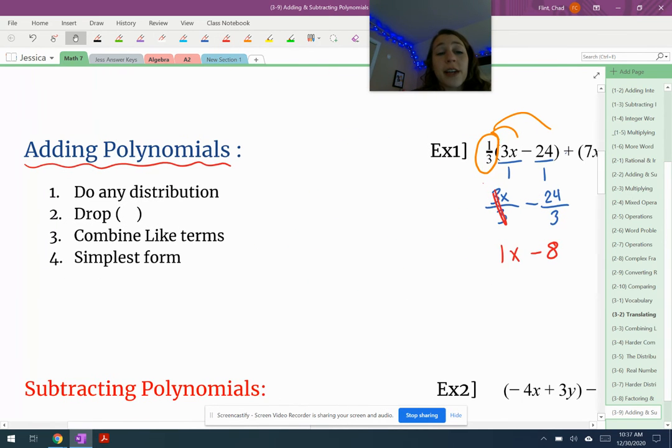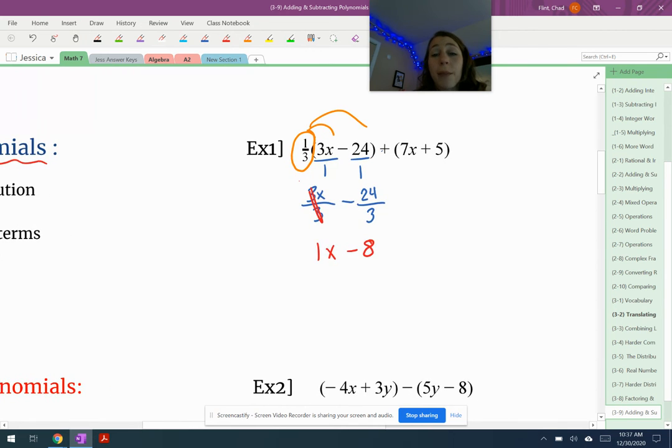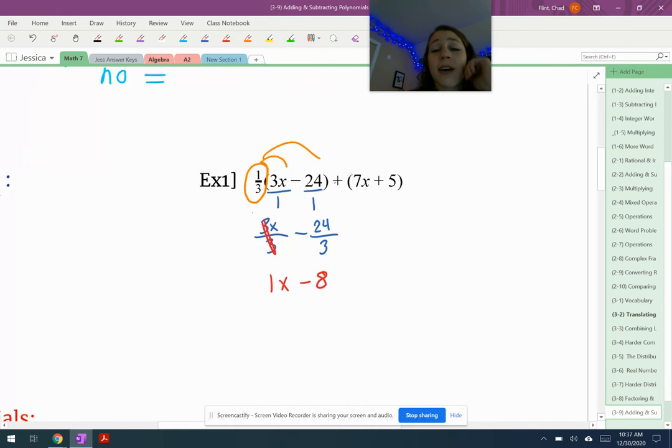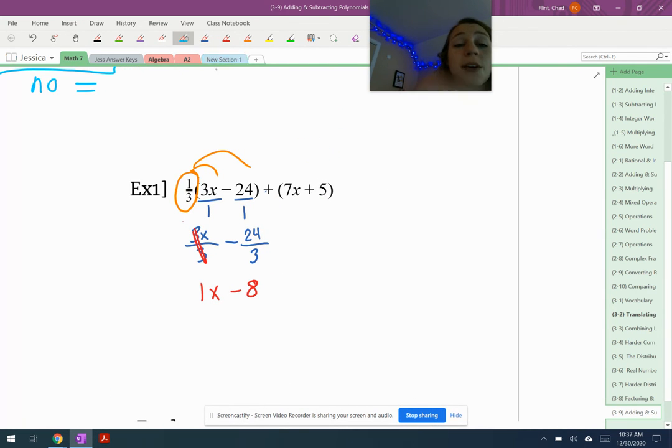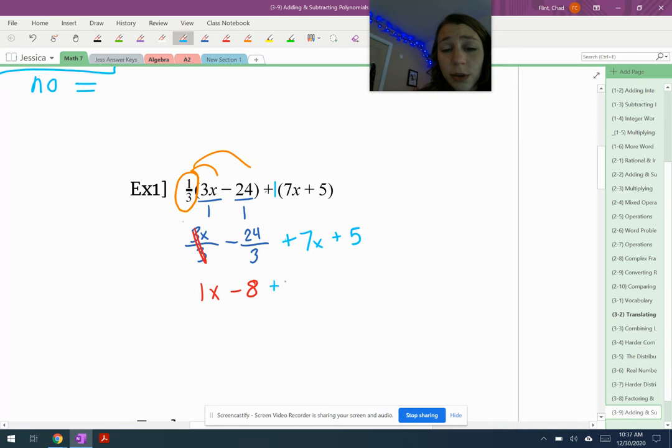So I took care of any distribution. I can drop parentheses. There's nothing on the outside. Well, technically there is a 1 on the outside of the parentheses here. But if I multiply 1 by 7x and 1 by 5, that doesn't change the value, so we don't have to go through that process. We can, however, and we have to, drop those parentheses and carry those two pieces down. And I'm just going to go ahead and carry that down again.